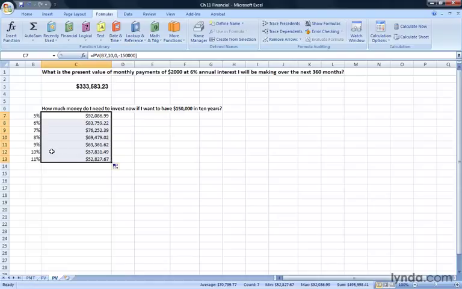If we're confident we can get 10%, then this would be our starting point. This is how much money we need to invest if we're going to get 10% to have $150,000 in 10 years. So here are some valuable uses of the present value. That's the PV function in Excel.